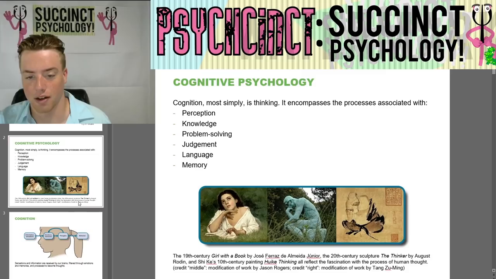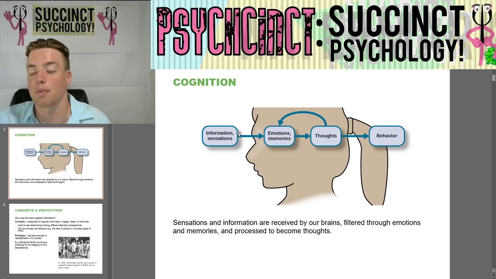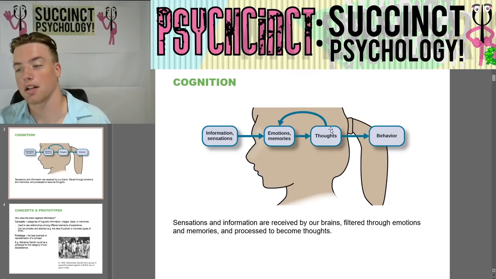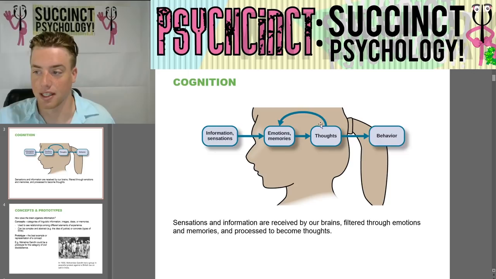So continuing, cognition. We have another figure here. Sensations and information are received by our brains, filtered through emotions and memories, and processed to become thoughts. Information and sensations go in, become emotions and memories, which become thoughts. Thoughts lead back into emotions and memories, because when you're thinking about something, it can cause an emotional reaction, thinking about something that makes you really happy or sad or mad, and therefore thoughts lead into your behavior. So it's a nice chain that gets you to your behavior, how you act, what you do during your day.